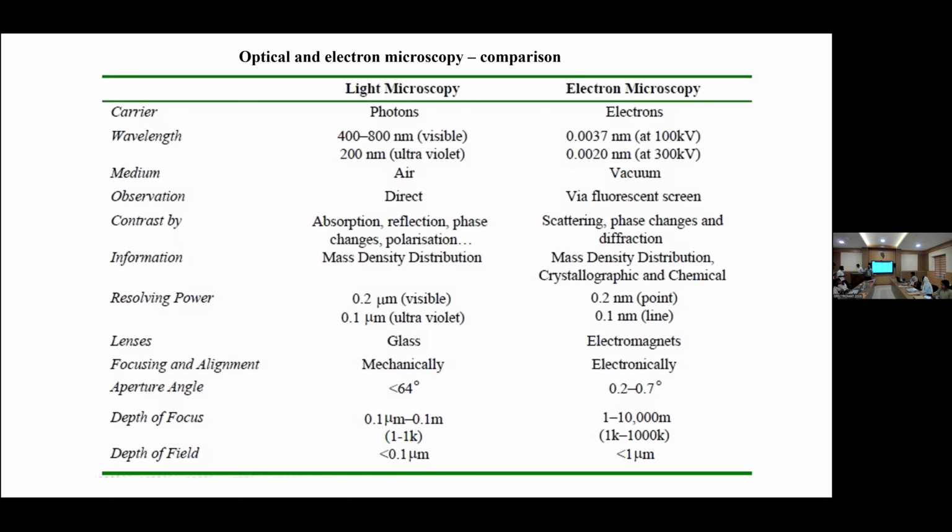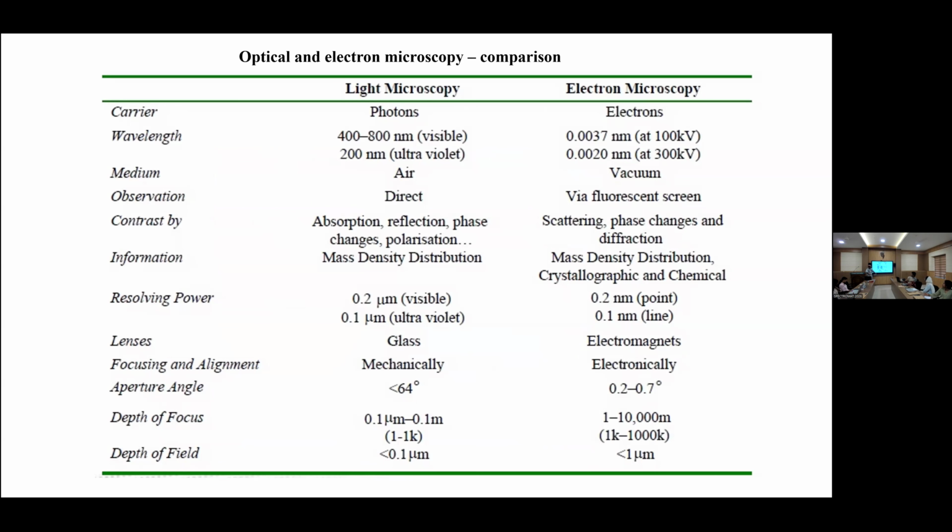Okay. So this is the comparison. This one is a light microscope, and there is the electron microscope. There we are using photons, here there are electrons. So we are using an electromagnetic lens to focus the electron beam.